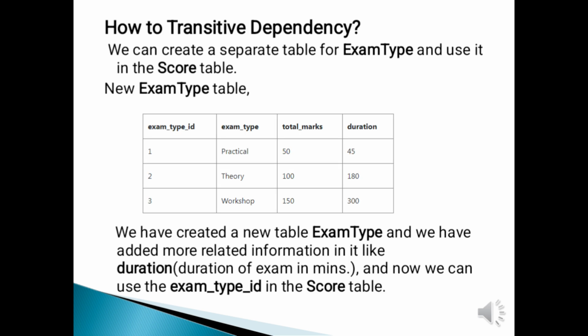How do we remove the transitive dependency? We can create a separate table for exam type and use it in the score table. The new exam type table looks like exam type ID, exam type, total marks and duration. We have created a new table, exam type, and we have added more related information in it like duration, that is the duration of the exam in minutes. And now we use the exam type ID in the score table.